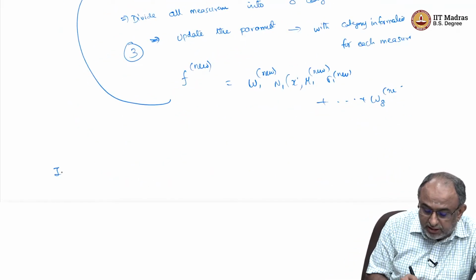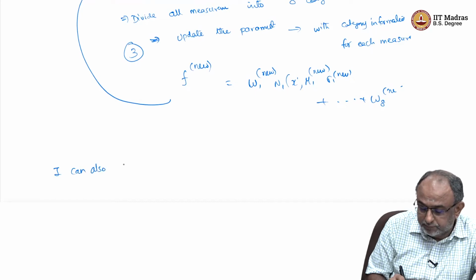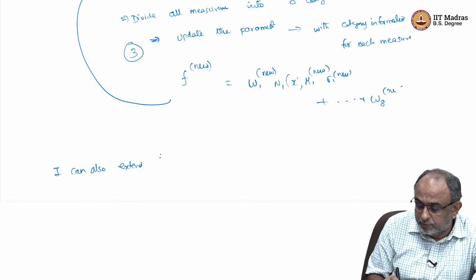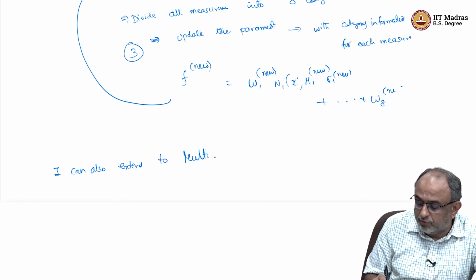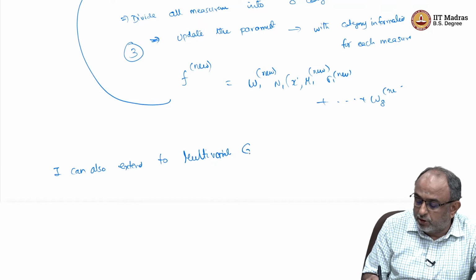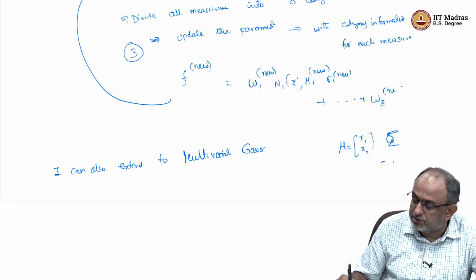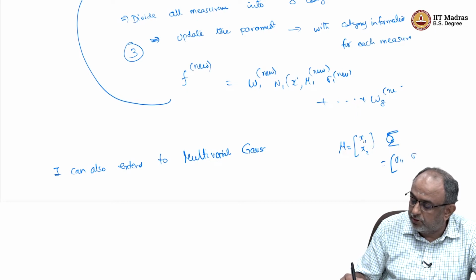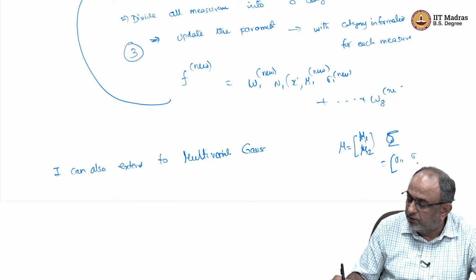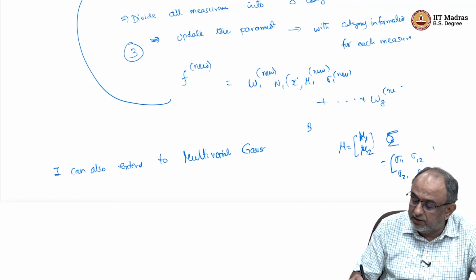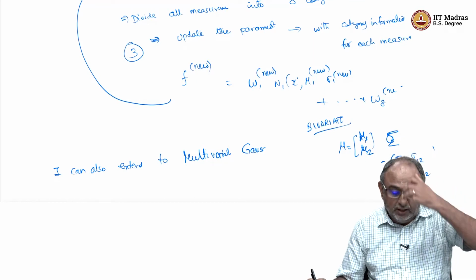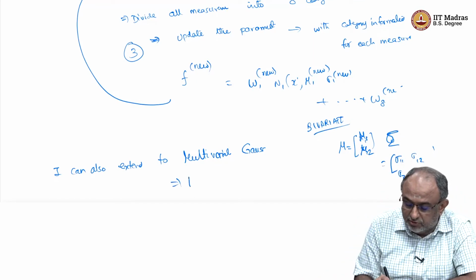So, I can also extend it to the multivariate Gaussian. What is that? If you remember, when I talked about heights and weights, there was a mu which was x1, x2 kind of thing, with mu 1 and mu 2, and a covariance sigma which was sigma 1 1, sigma 1 2, sigma 2 1, sigma 2 2. This is bivariate. And then you can have more dimensions, trivariate, multivariate, and extend to a multivariate mixture of Gaussians. So we can do that also.